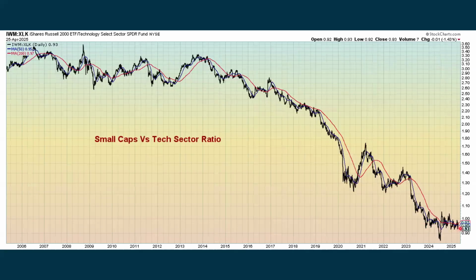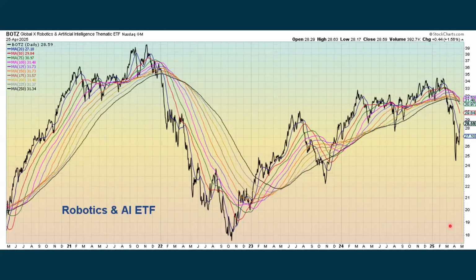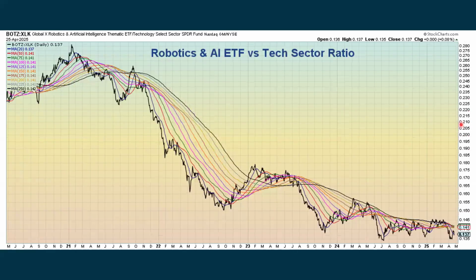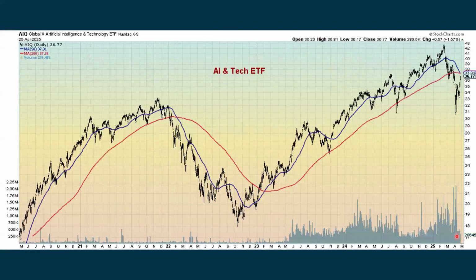Tech's doing better, but we're just kind of chopping sideways with this overall ratio. Robotics and AI really getting hit, trying to make a comeback here. And when we compare on a ratio basis, the robotics and AI ETF with the tech sector, it's actually underperforming. Tech has been doing a little bit better. And here's another AI and tech ETF, which is just starting to give us a death cross here with this ratio. The blue line's just starting to drop down below.